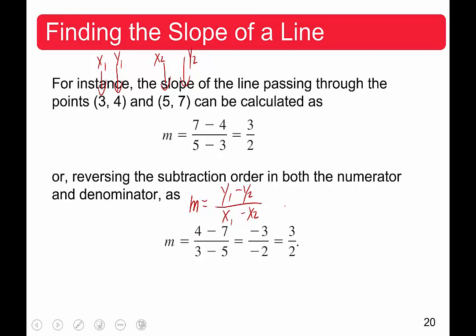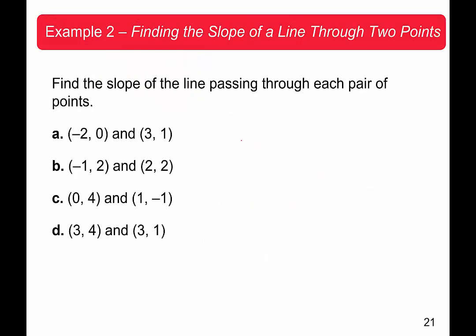So negative 3 over negative 2. That turned out to be 3 over 2. Same results, so no difference. Right? So reversing the subtraction order in both the numerator and denominator.